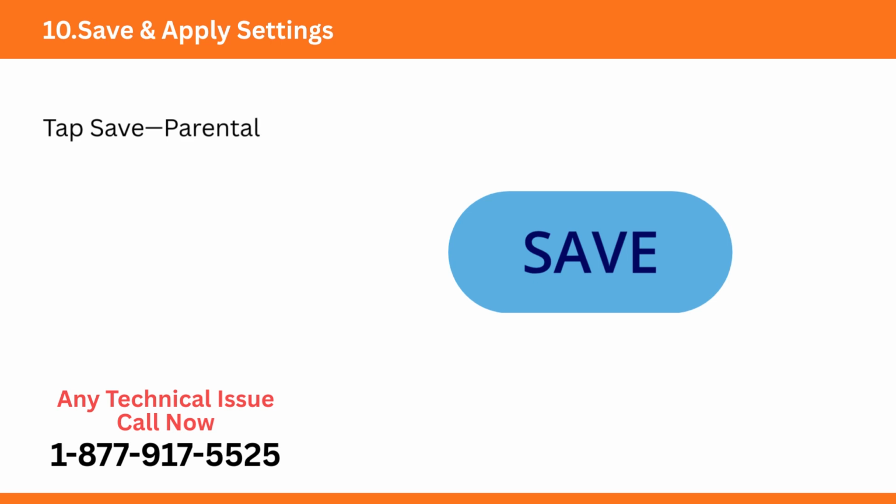10. Save and apply settings. Tap Save. Parental controls and QoS are now active.